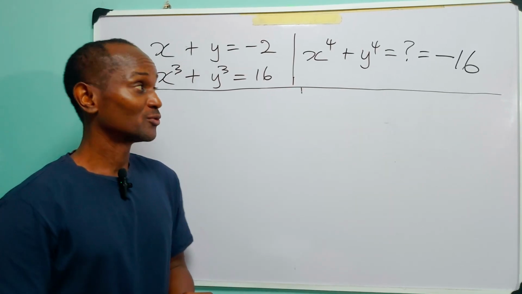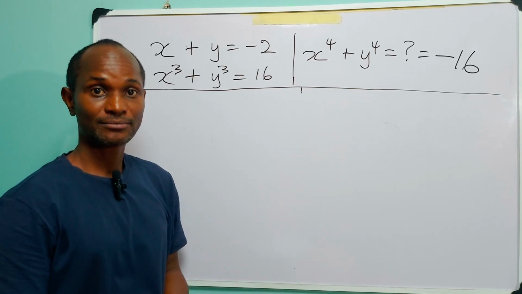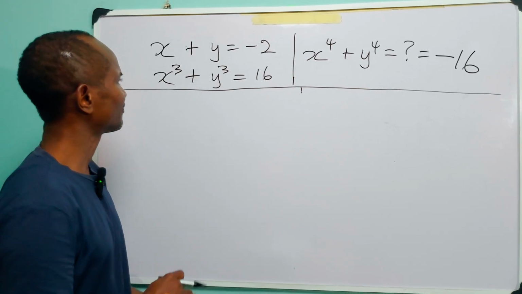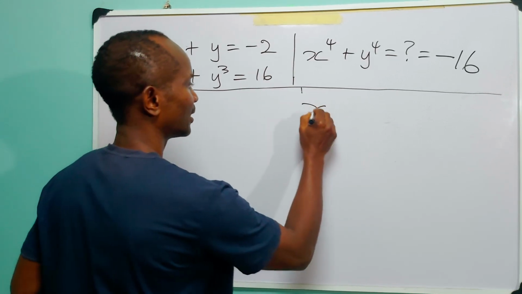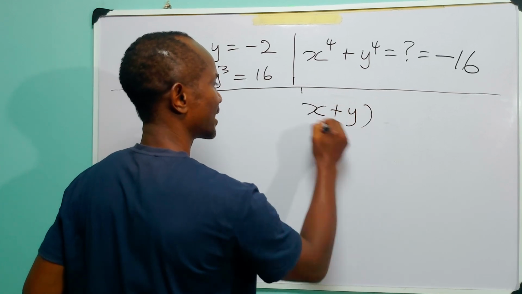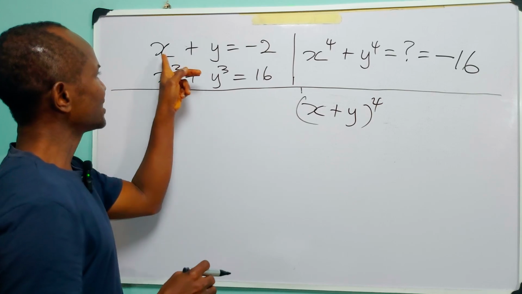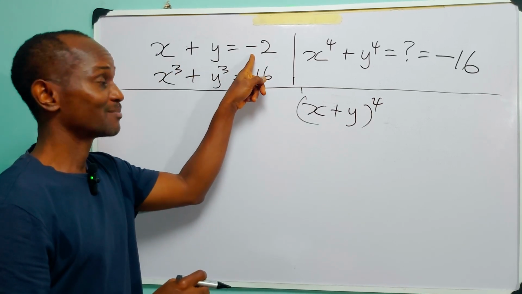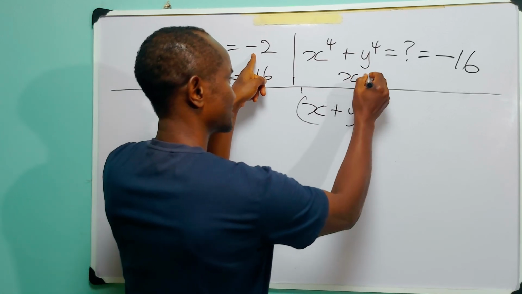Now in the second method, we do not have to calculate the particular values of x and y. What we do is to work with the expansion of x plus y raised to power 4. Now we already have a value for x plus y and it is minus 2. The next thing we need to find a value for is xy.